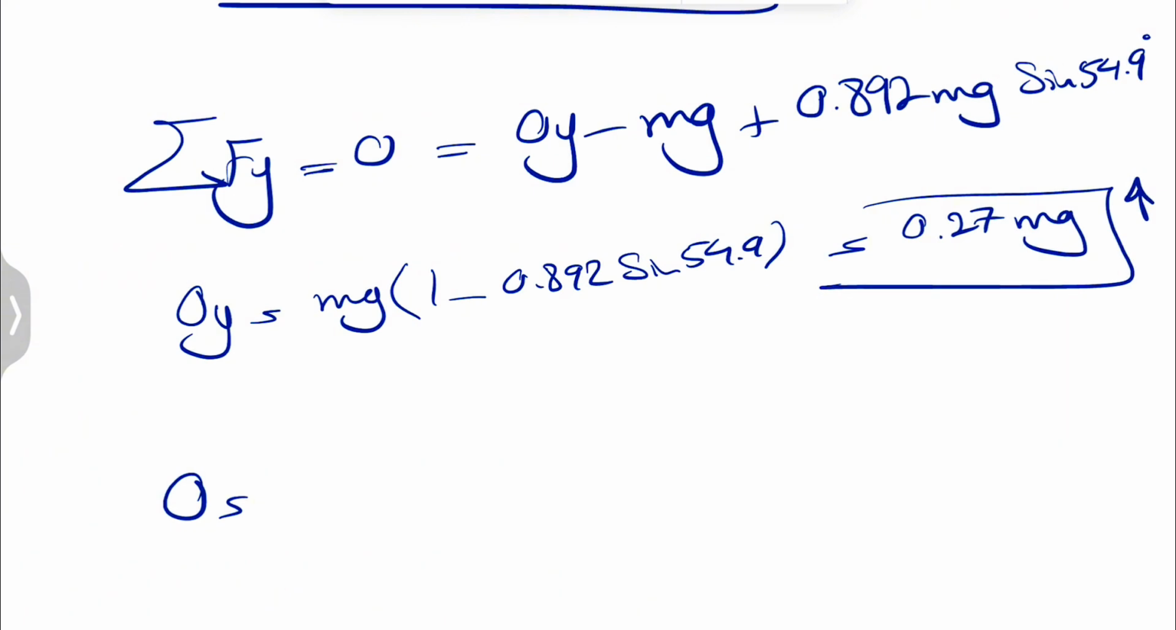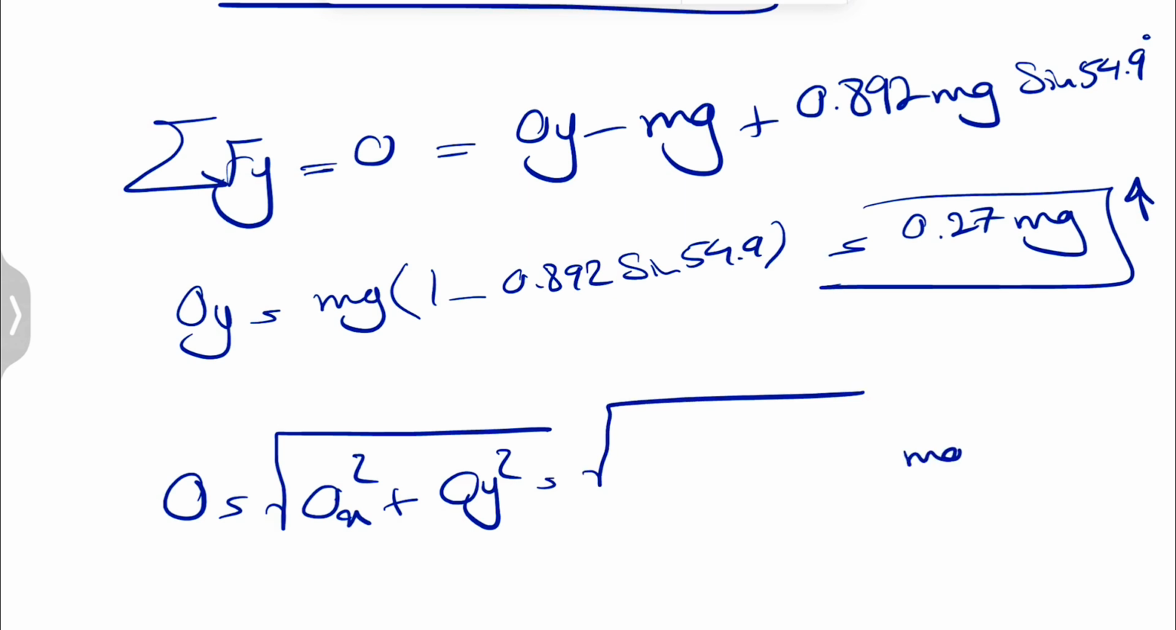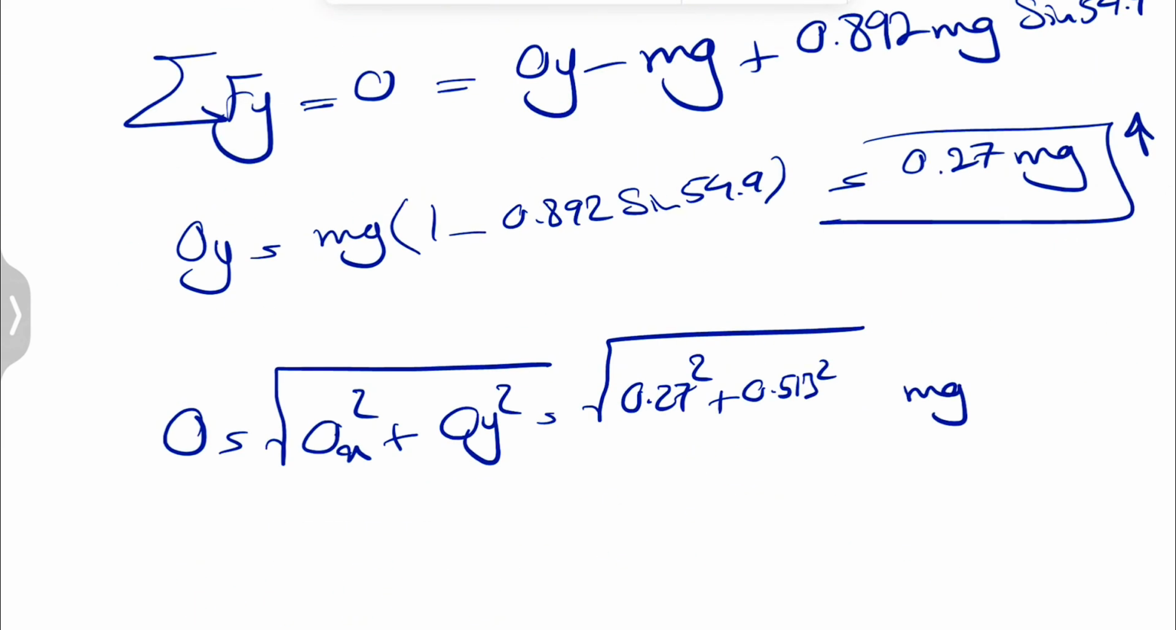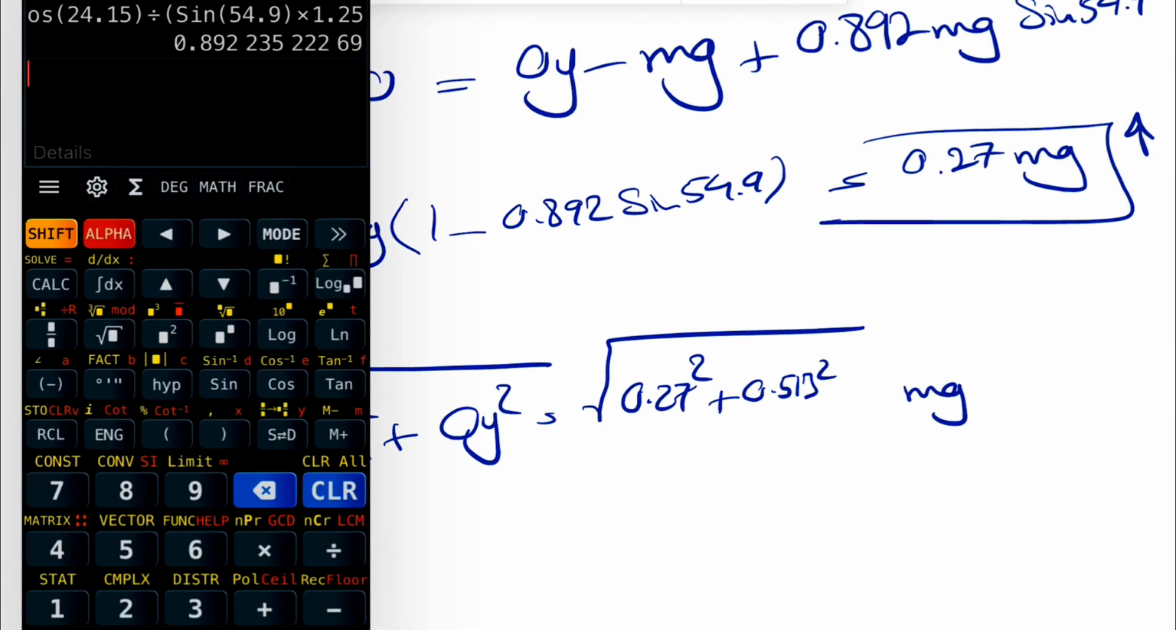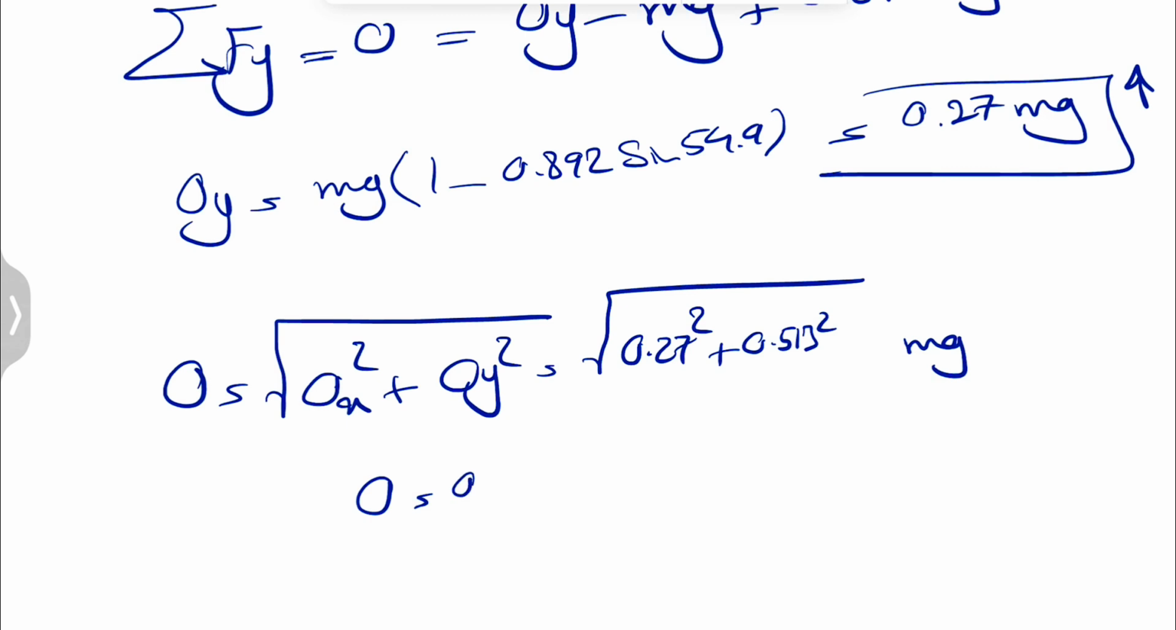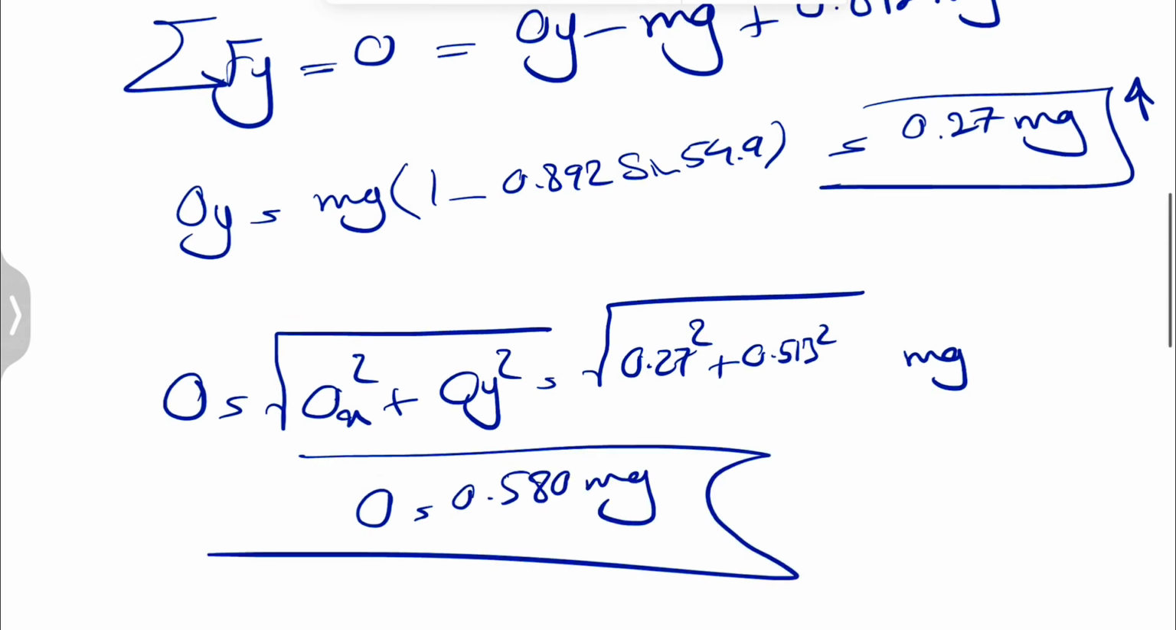And if we want to find the magnitude of the force at O, we're going to have the square root of OX squared plus OY squared. We can actually take out the mg, 0.27 plus 0.513. Let's calculate this one. Square root of 0.27 squared plus 0.513 squared, so our O would be 0.58 times mg. So yeah, that's pretty much everything for this question.